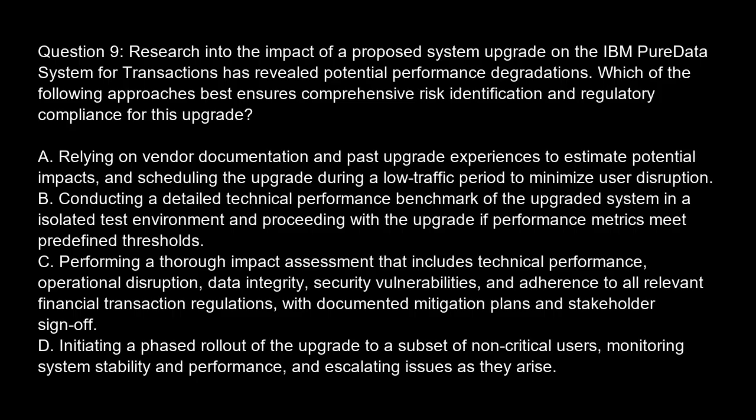Option B. Conducting a detailed technical performance benchmark of the upgraded system in an isolated test environment, and proceeding with the upgrade if performance metrics meet predefined thresholds. Option C. Performing a thorough impact assessment that includes technical performance, operational disruption, data integrity, security vulnerabilities, and adherence to all relevant financial transaction regulations, with documented mitigation plans and stakeholder sign-off. Option D. Initiating a phased rollout of the upgrade to a subset of non-critical users, monitoring system stability and performance, and escalating issues as they arise.